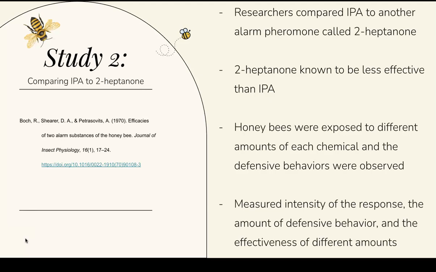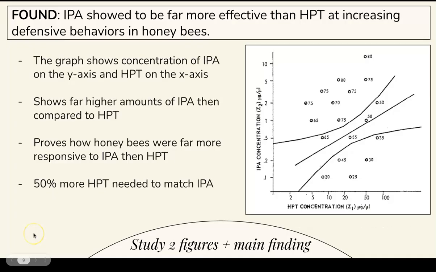Once again, they measured the intensity of their response, the amount of response, and the effectiveness of different amounts of each pheromone. The main finding in this study was that IPA showed to be far more effective than HPT was at increasing defensive behaviors in honeybees. The graph here on the right shows the concentration of IPA on the Y vertical axis and HPT on the horizontal x-axis. It shows a far higher amount of IPA than when compared to HPT, which proves how honeybees were far more responsive to the IPA than the HPT.